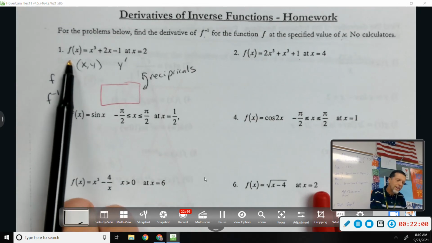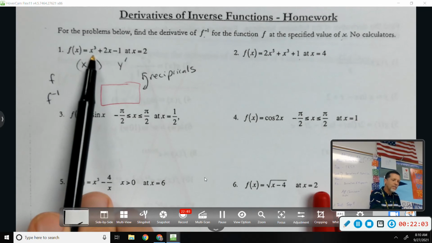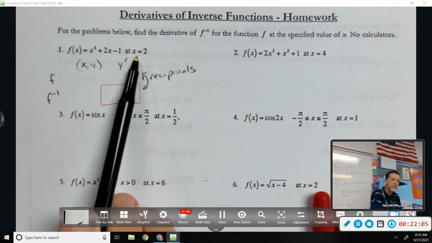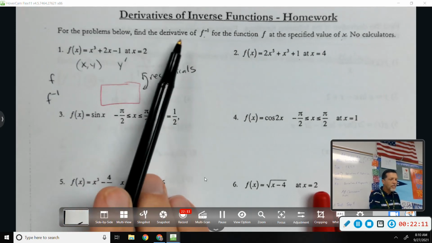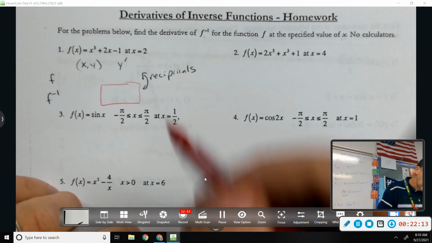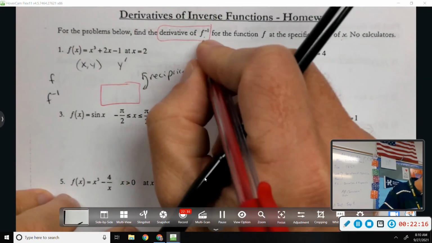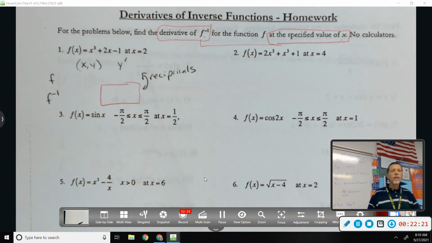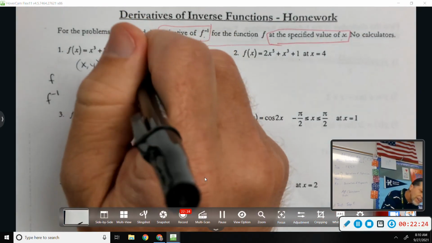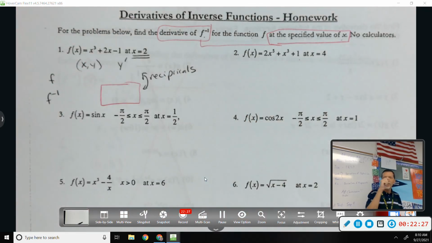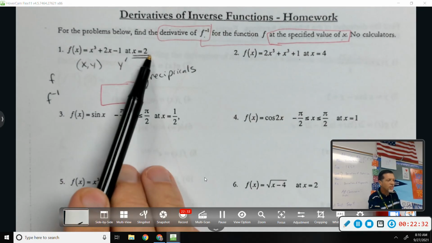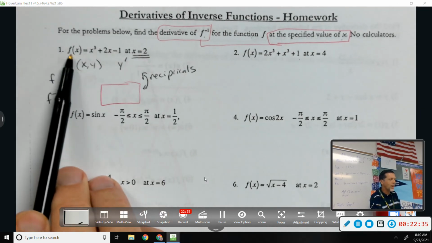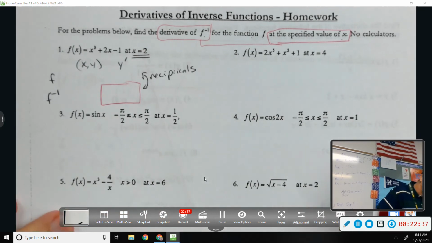Now here's why I don't like this worksheet. f of x equals x cubed plus 2x minus 1 at x equals 2. But when it says at x equals 2, if we read the directions, find the derivative of the inverse at the specified value of x. That means that this x, is that the x for the original or for the inverse? The inverse. So when you just read the instructions, it sure looks like that x goes with this f. But that x is for the inverse.